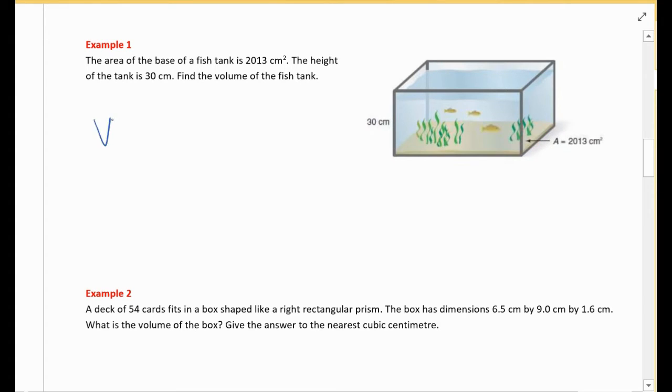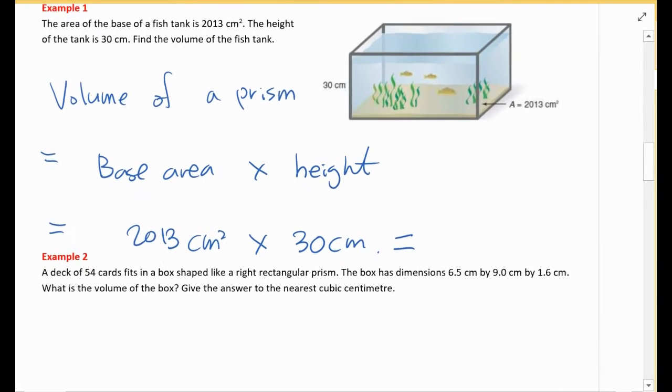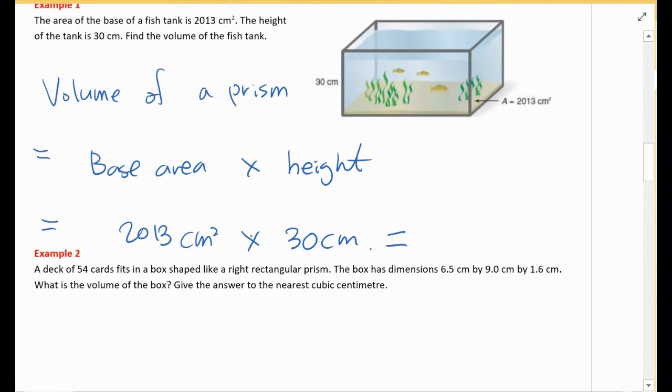Okay? So remember, volume of a prism is base area times the height. Okay? So base area is 2013 square centimeters times the height, 30 centimeters. Let's use your calculator to find the answer. If you put this into your calculator, you will get 60,390 cubic centimeters.